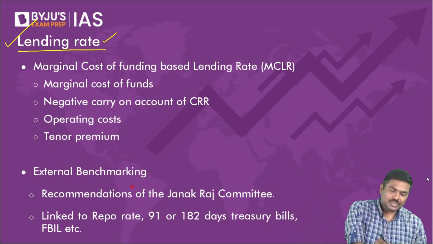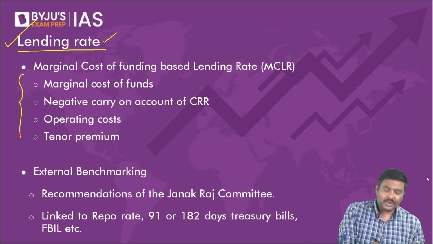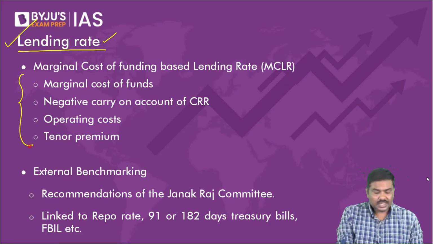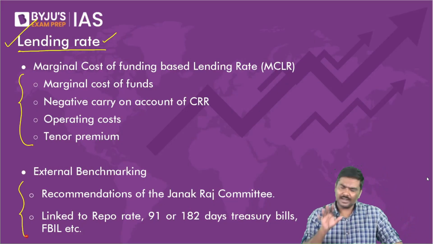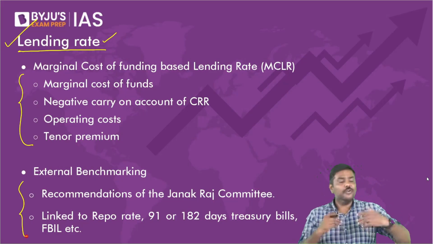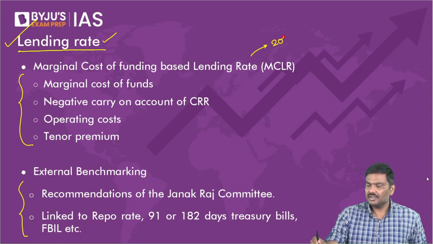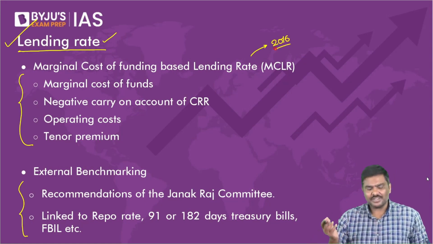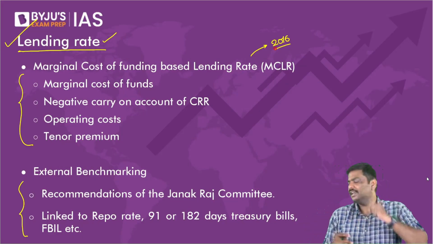How is the lending rate decided? Right now, there are two systems which are in force. One is called the marginal cost of funds based lending rate. Second one is called external benchmarking. I'll come to this. Don't worry. I'll come to both of them. MCLR was introduced from 2016. External benchmarking was brought in by RBI post 2020 in India.